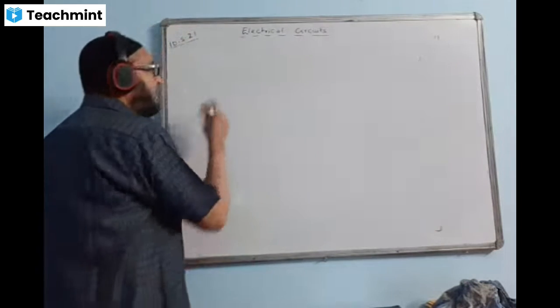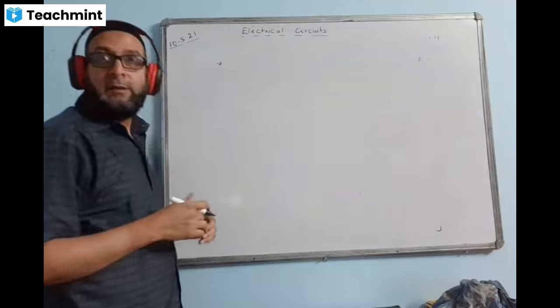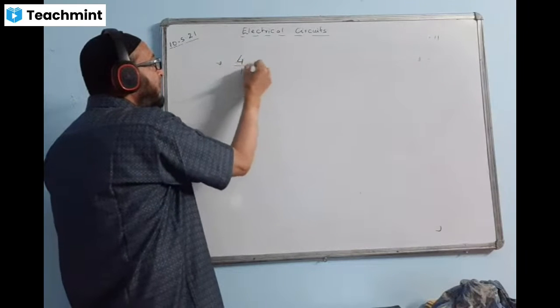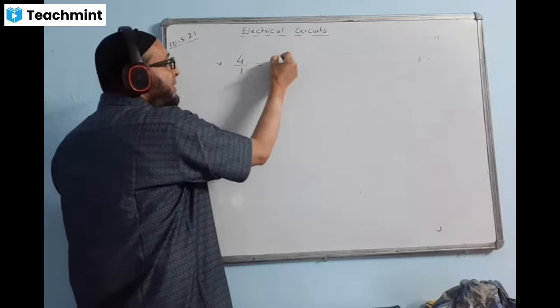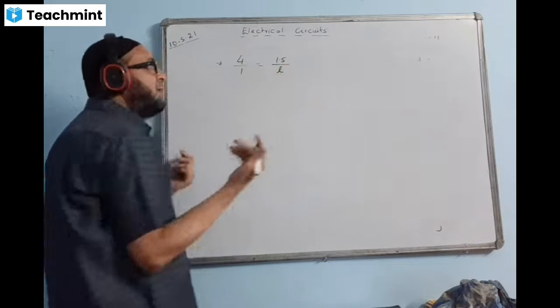So what to do? Very simple. Potential gradient of the wire is already given. How much is given? 4 volt per meter, right? 4 divided by 1 meter. Other side, what is the EMF of the cell? 1.5 divided by how much? We have to find the balancing length.